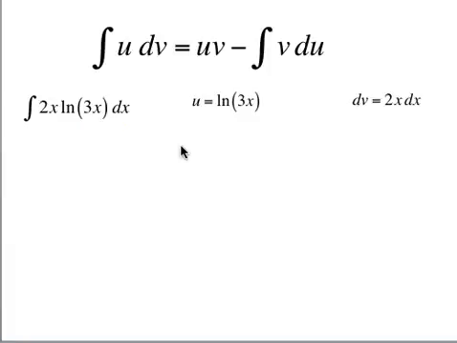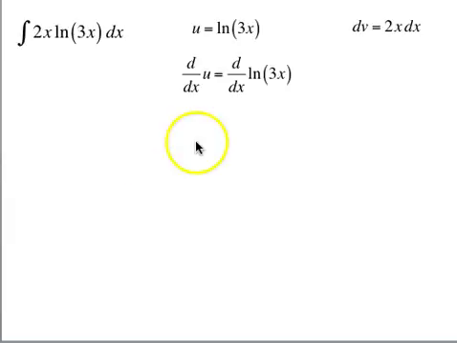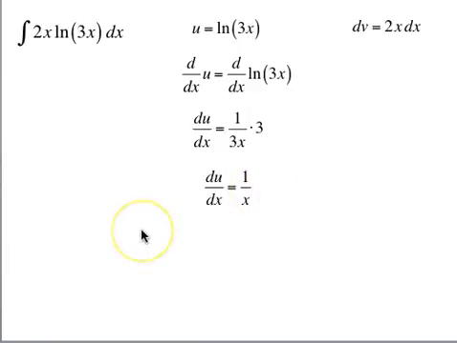dx. Once we're here, we have to go ahead and find out what du is, and we have to find out what v is. To find du, we're going to take the derivative with respect to x of both sides. So the derivative with respect to x of u is the derivative with respect to x of the natural log of 3x. Derivative with respect to x of u is du dx. The derivative of the log of 3x is 1 over 3x times the derivative of 3x, which of course is 3. So we get du dx is 1 over 3x times 3 thanks to the chain rule.